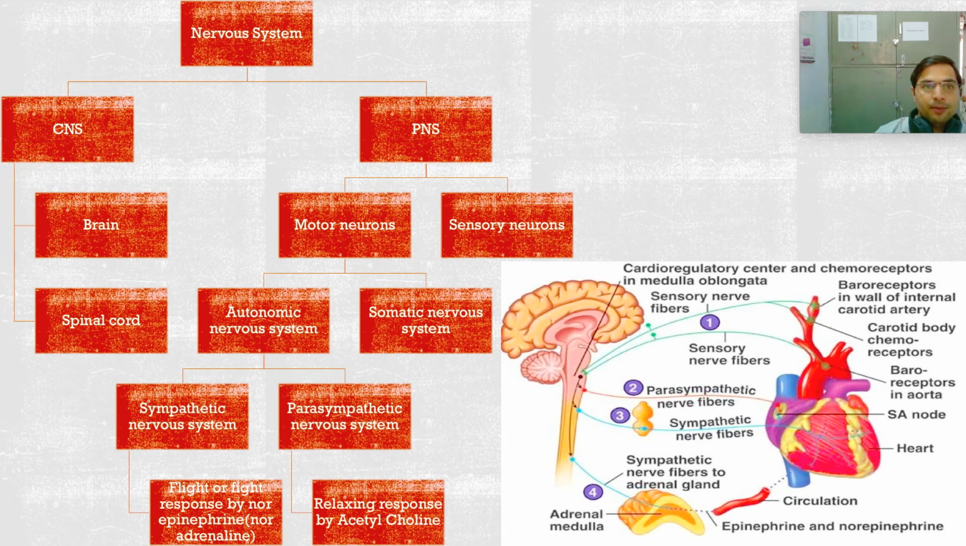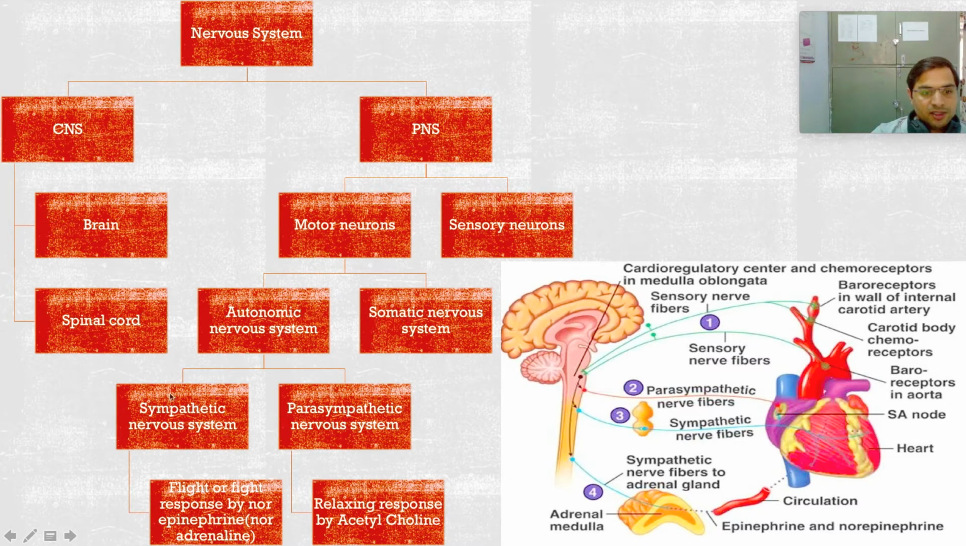So quick recap: the nervous system is divided into CNS and PNS. The CNS is the brain and spinal cord, and the peripheral nervous system is the motor neurons and the sensory neurons. The motor neurons are further divided into ANS and SNS, the autonomic nervous system and the somatic nervous system. The autonomic nervous system is again divided into the sympathetic and parasympathetic nervous system.